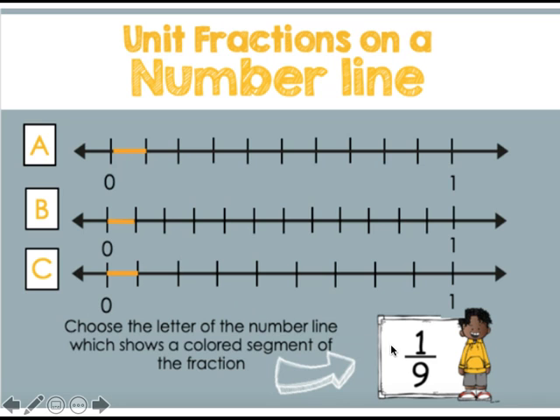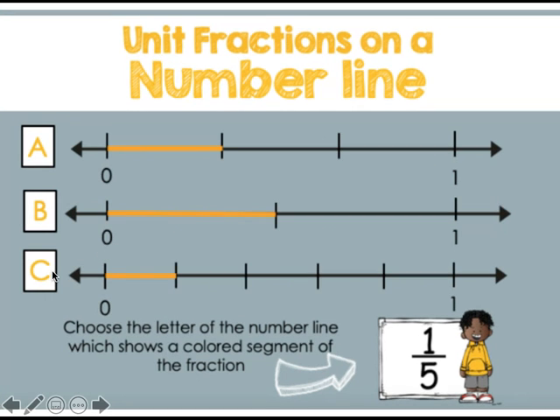So if I was choosing this, I'm looking for 9 spaces. So let's see. 1, 2, 3, 4, 5, 6, 7, 8, 9, 10. It's not A. 1, 2, 3, 4, 5. That's actually got more than this one. It's not B. 1, 2, 3, 4, 5, 6, 7, 8, 9. It is C. Okay, so try the next one.